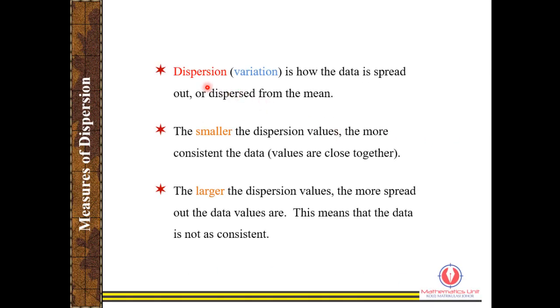So what is dispersion or variation? Dispersion or variation is how the data is spread out or dispersed from the mean. The smaller the dispersion value, the more consistent the data, meaning that values are close together. The larger the dispersion value, the more spread out the data values are. This means that the data is not as consistent.